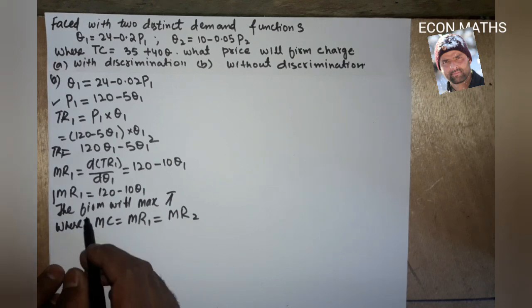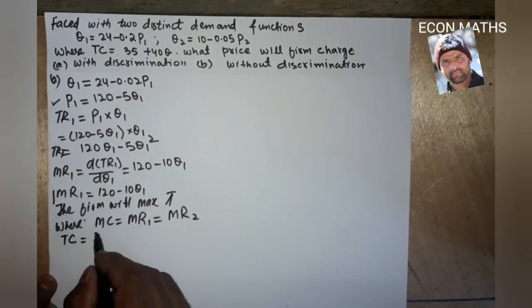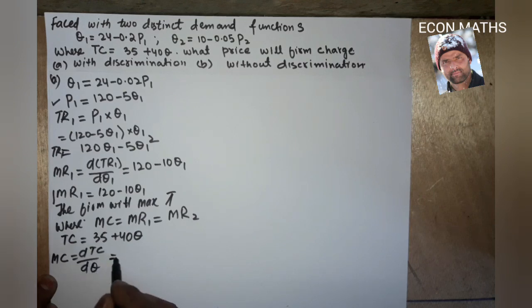Now, total cost is given as TC equals 35 plus 40 Q. Therefore, marginal cost is the first derivative of total cost, that is dTC over dQ, that is equal to the derivative of 35, which is 0, plus the derivative of 40Q, which is 40. Therefore, marginal cost is equal to 40. So this is our marginal cost.